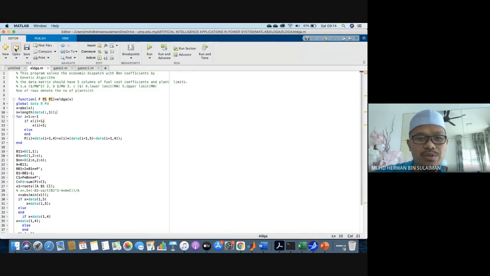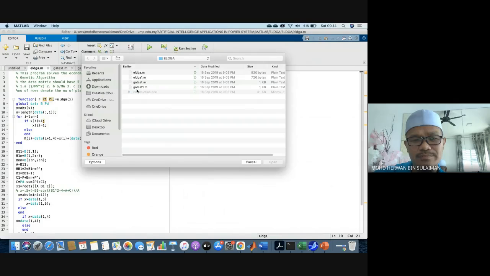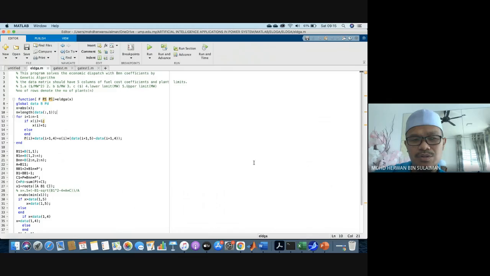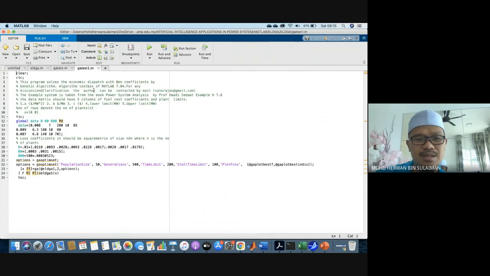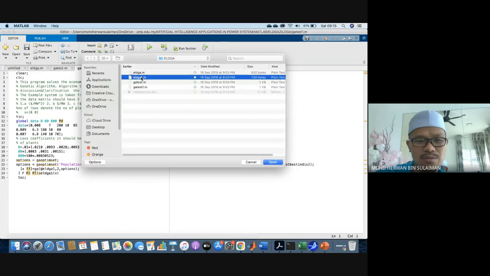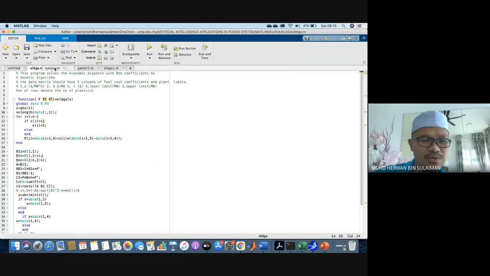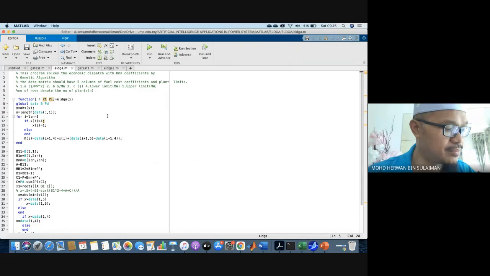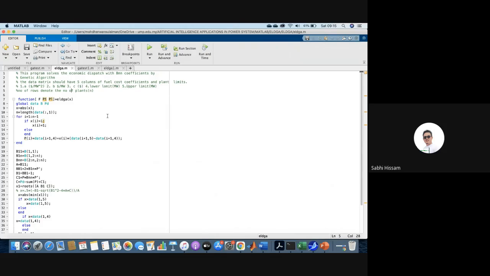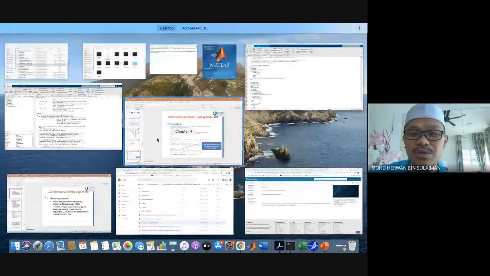Firstly, if you get the file, you get about 4 M files, consisting of ELDGA, GA test 1, and ELDGA 1. This is how they program it in a function. So let's take a look. Which one do you prefer for today's class, to use the toolbox or program from scratch? The toolbox is fine, but you won't know what happens inside it.